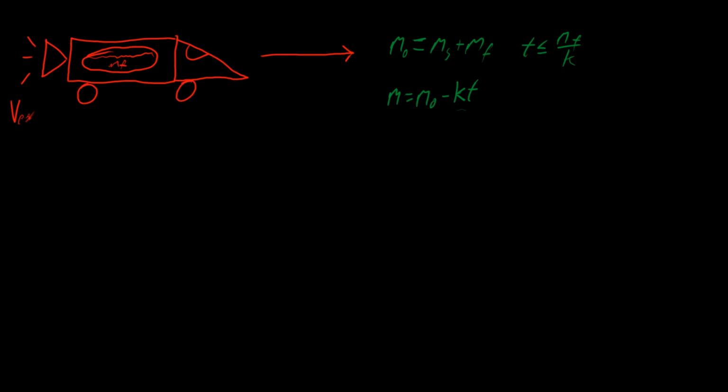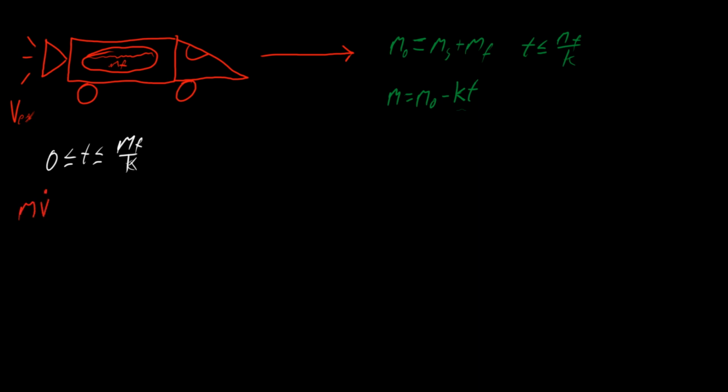So let us consider the first interval while it's burning the fuel. That's going to be from time equals 0 all the way up to this upper bound that we just calculated. Once it reaches this time, it will have run out of fuel. The differential equation for this is going to be pretty simple. Write this in red.